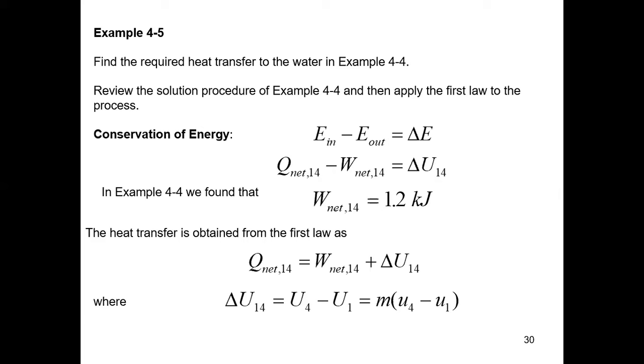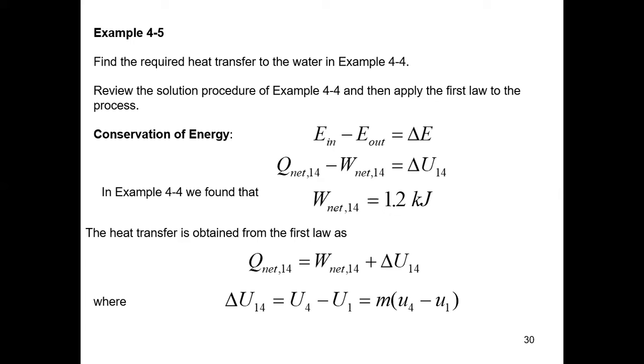To find the required heat transfer, review the solution procedure of Example 4.4 and apply the first law to the process. The first law, remember, is conservation of energy: E in minus E out is delta E, and Q net minus W net is the change in internal energy. In Example 4.4, we found that net work is 1.2 kilojoules. So Q net is W net, which is 1.2, plus delta U.